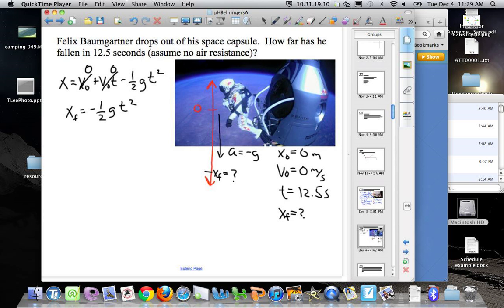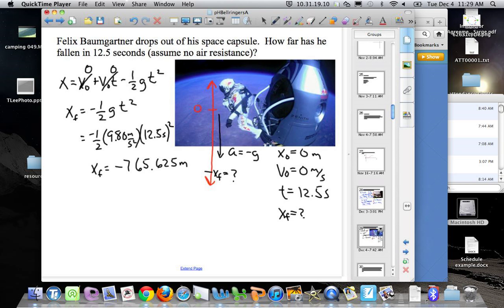Now I can go ahead and plug in my numbers. G is 9.80 because we're close to the Earth. 9.80 meters per second squared times a time squared of 12.5 seconds. We need to square that number. Don't forget to square the time. And you put in the calculator, negative 0.5 times 9.8 times 12.5 squared. And it comes out to be about negative 765.625. That's what the calculator gives you.